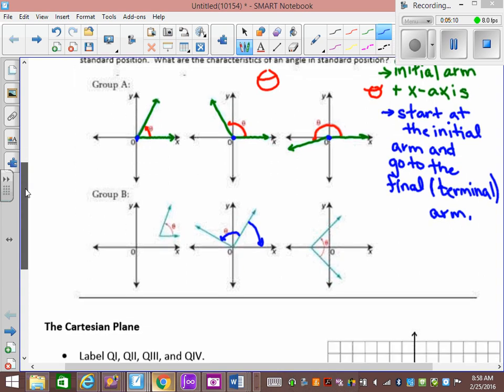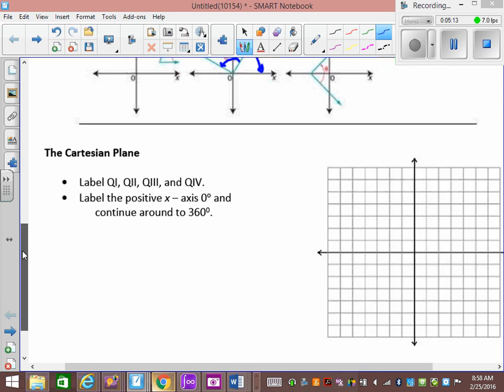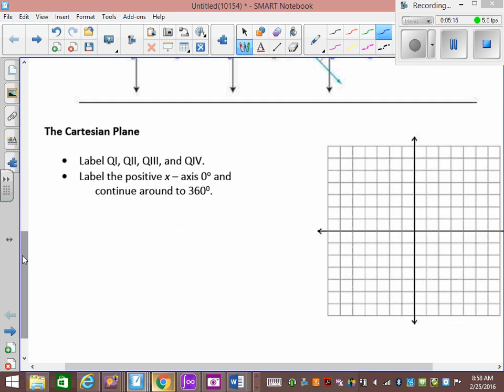Now we're going to do some remembering of just a couple things. So the Cartesian plane is here. It's just a graph, right? Quadrant 1, Quadrant 2, Quadrant 3, Quadrant 4, we're supposed to label them. Do you know where Quadrant 1 starts? Do you remember?